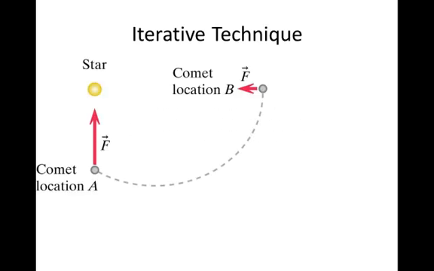When an object is experiencing force, its momentum will be constantly changing. And so to do any sort of calculations about the position of an object under these circumstances, we're going to have to do some approximations. So, for example, let's say that we're trying to track the position of a comet moving around a star.